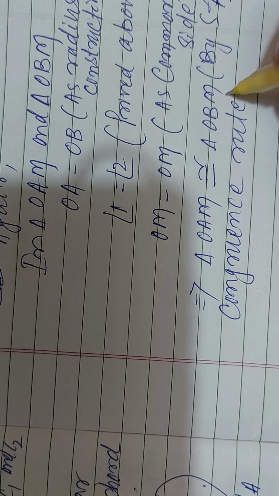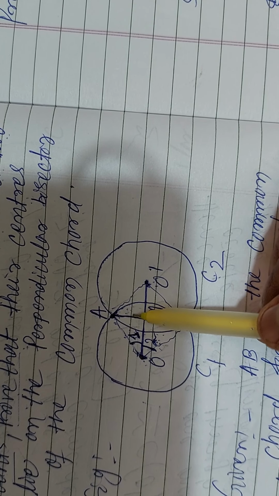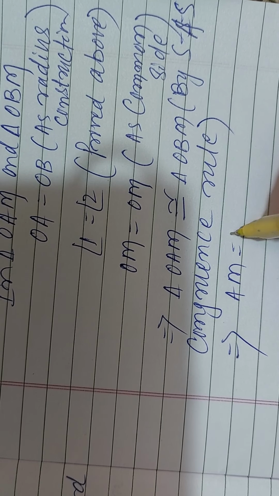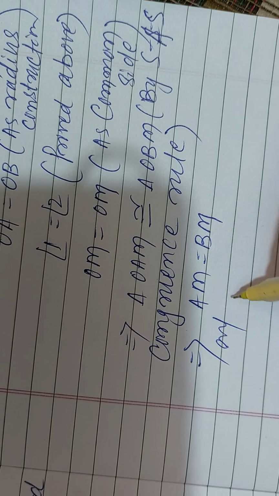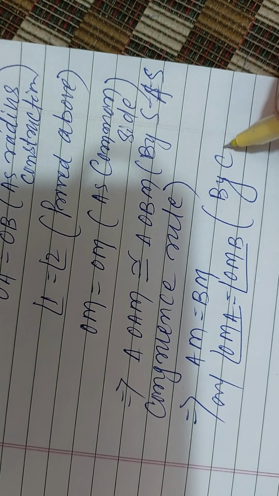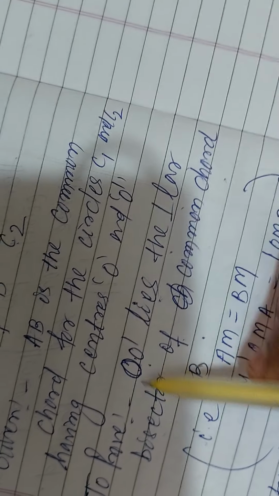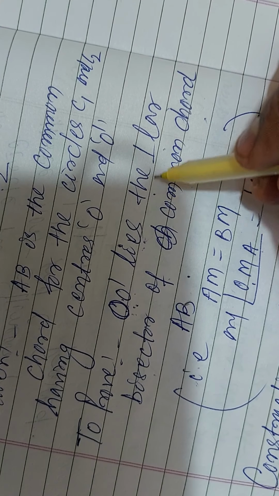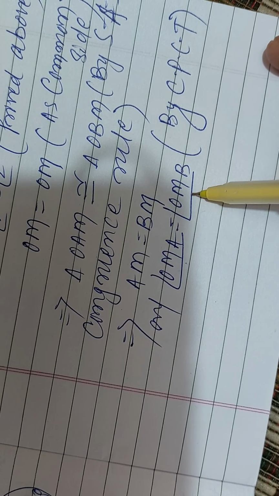After congruency, what do we conclude? AM is equal to BM, and angle OMA is equal to angle OMB, by CPCT. We have proved AM equal to BM, and that OMA equals OMB. Now we prove that they are 90 degrees also, because we must prove that O dash lies on the perpendicular bisector of the common chord.